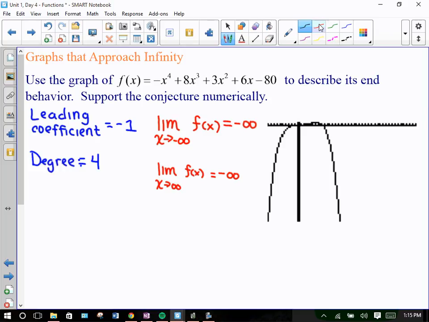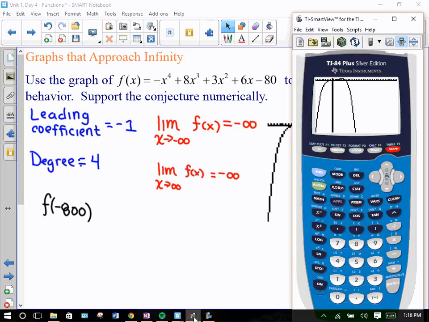Negative 800. Yeah, that sounds cool to me. So let's see, f of negative 800. Now, I don't feel like typing this off my calculator, so I can use my calculator. Second window, we're going to a table, and you said negative 800, so I'm going to type in that I want to start at negative 800. Okay, cool. The table step should be 1.